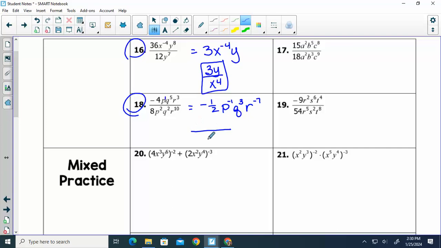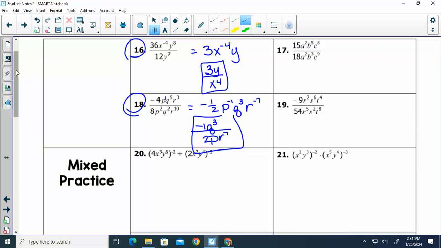So we can make this one big fraction. The negative 1/2, you just put the negative 1 on top, the 2 on the bottom. The P, because it was a negative, drops down. Q stayed. And the R drops down. So negative 1 q to the third over 2 p r to the 7th. Alright, that one was a little bit uglier. Are we okay with it? Yeah.